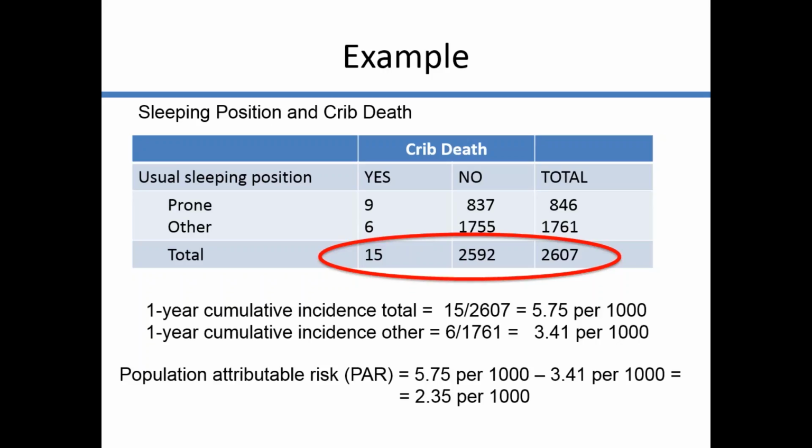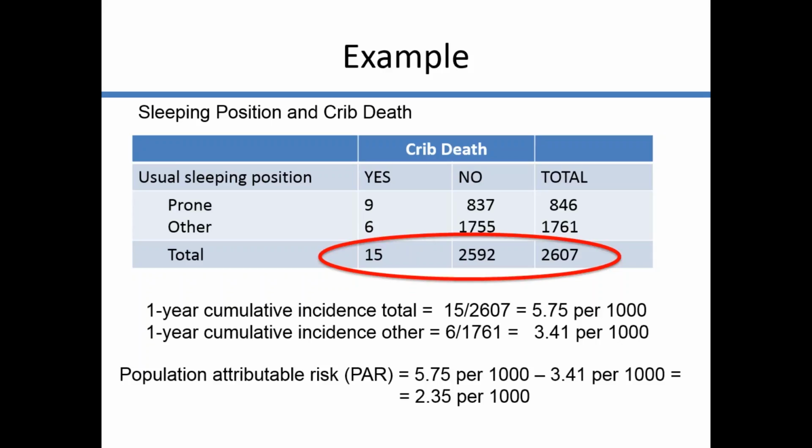Now we're calculating a population attributable risk. We're just starting with the total population instead of the population in the exposed group. It's now 2.35 per thousand in the population. That's now saying whether you're sleeping prone or not. In this entire population, for every 1,000 people, 2.3 children are getting crib death due to the fact that people are putting their children to sleep prone. So that will change when more or fewer people sleep prone.